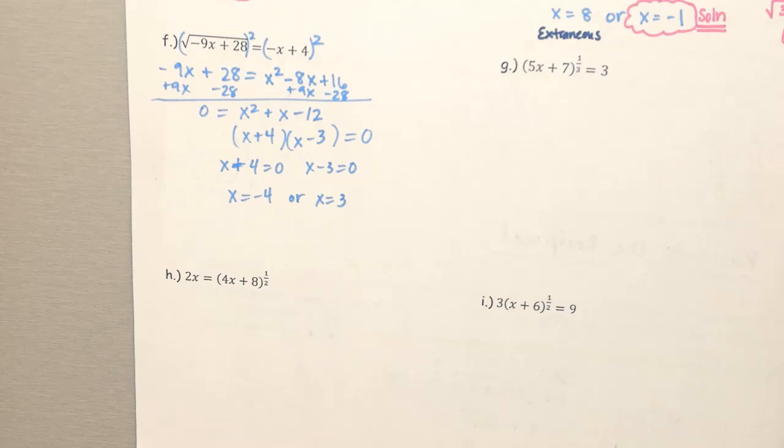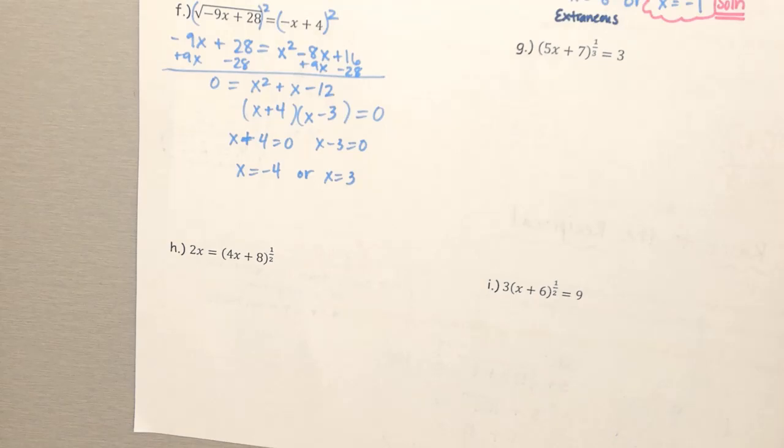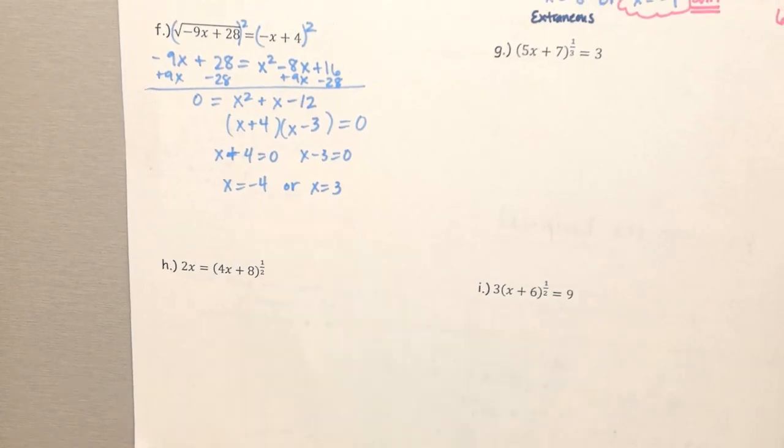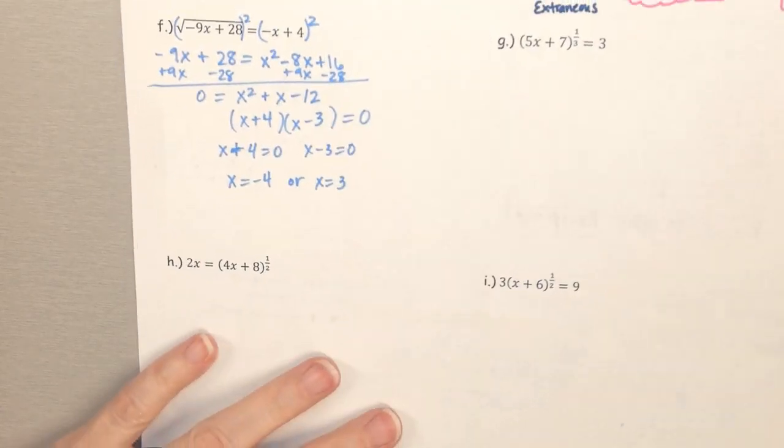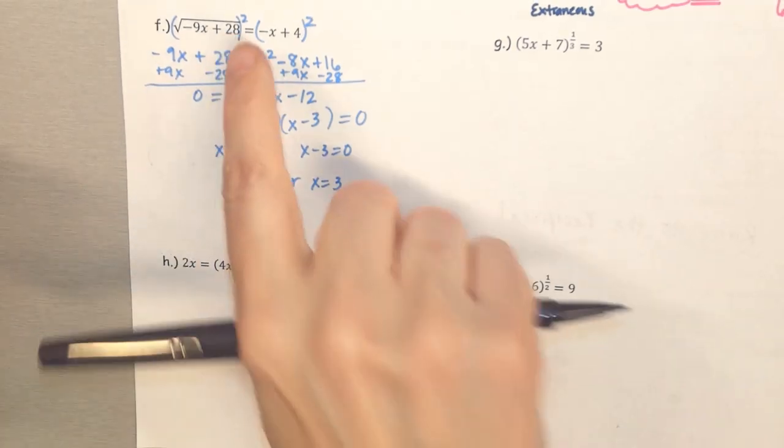Right, so you can leave your 0 on this side is what I'm trying to tell you. You can do you, I'm going to do me. And I want to have a 0 on the other side. So then I get my -4 and my 3, and I'm ready to check those. And again, I'm checking this because it's an even root.